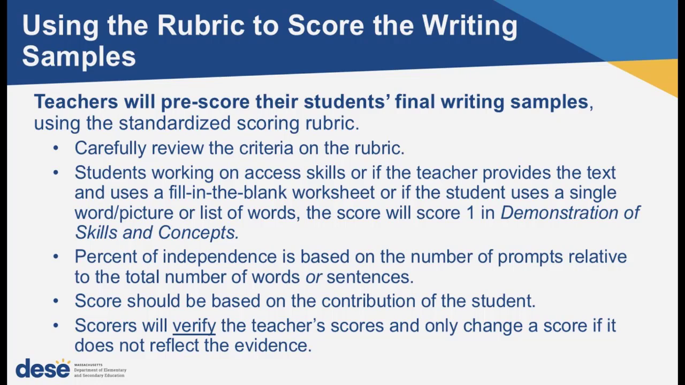And the scores are based on the student's contribution, not on what you are able to do or your paraprofessional that's working with them. And the only thing that scorers will do is verify the teacher's score. So you must fill out that rubric because the scorers are going to verify the teacher's score. You are there with your student. You know how this evidence came about. But if the scores don't align with the evidence, say you're just doing single words and you give them scores of 4, we will change those scores to reflect the evidence.